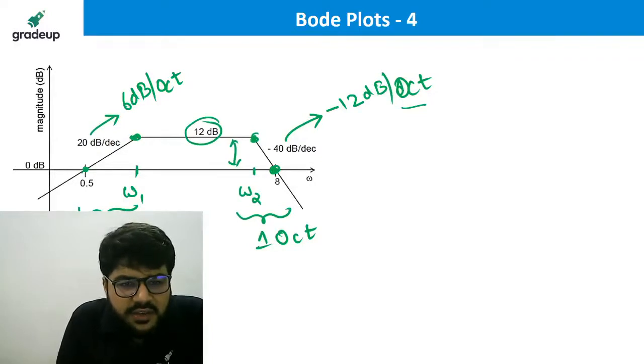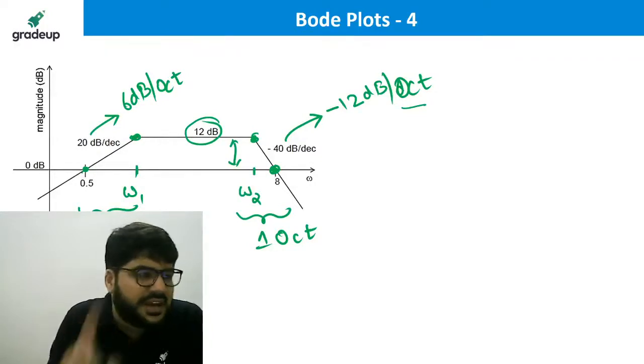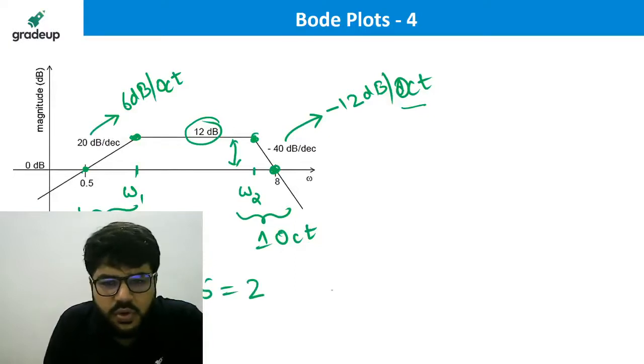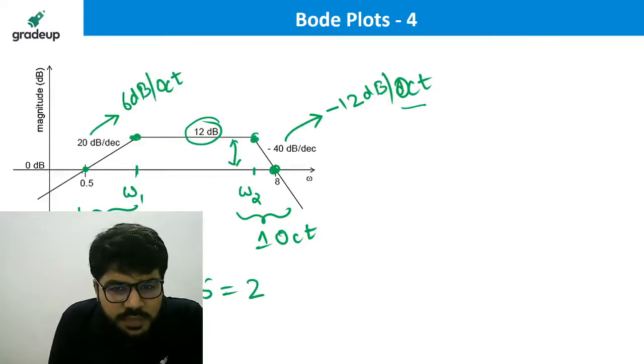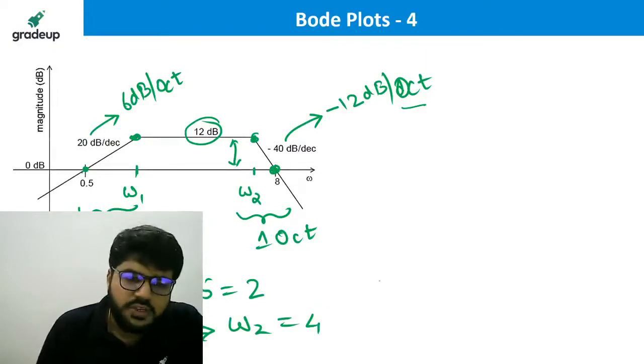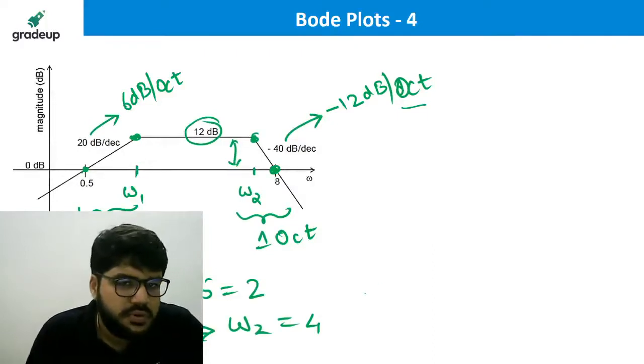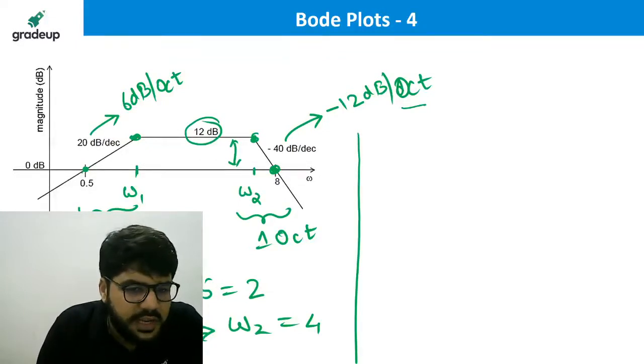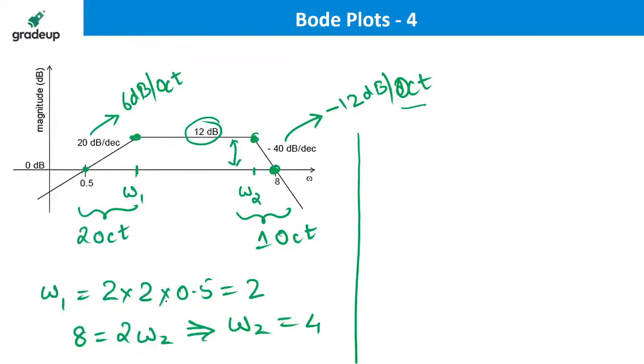It is 2 octaves. 2 octaves means an octave is a factor of 2, so twice of 0.5 twice, that is equal to 2. Okay. And 8 should be 1 octave of omega 2, that is 2 omega 2. So from here omega 2 is equal to 4. So you get omega 1 and omega 2. Okay. If you want to find the value of k also, that also I will tell you. I will hide this.